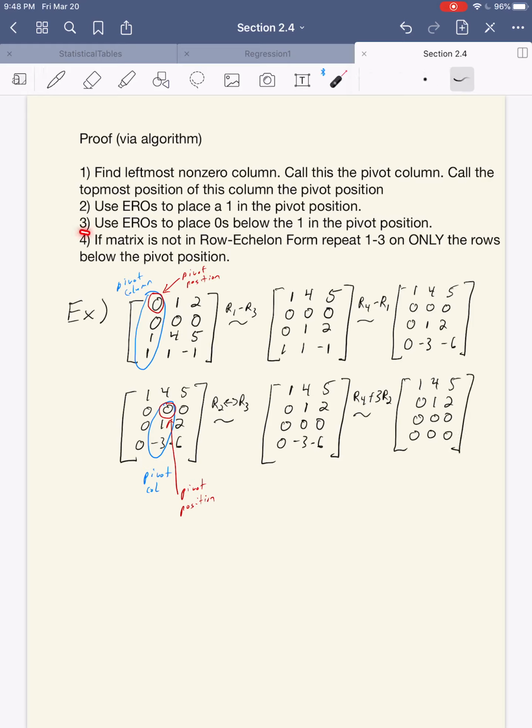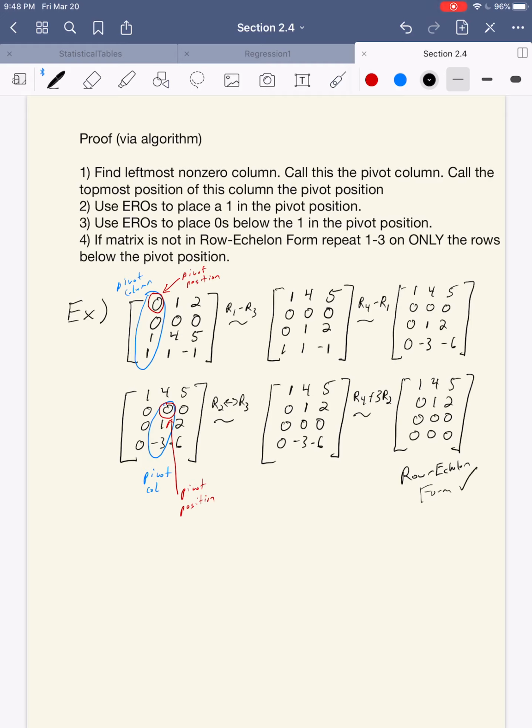Okay, we now check, is this matrix in row echelon form? Okay, leading 1, everything below it is a 0. Leading 1, everything below it is a 0. And there are some 0 rows, and they are at the bottom. We're all good. This guy is in row echelon form.